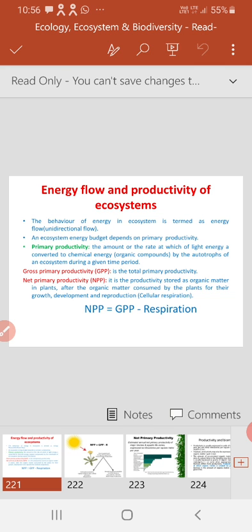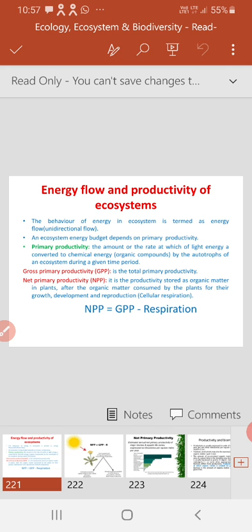On an average, only 10 to 20% of the existing energy is actually transferred to the next trophic level. In simple terms, if for example at T1 the energy is, suppose, 100 joules, then only 10 to 20 joules is transferred to the T2 level.